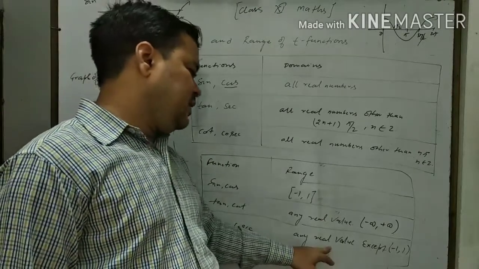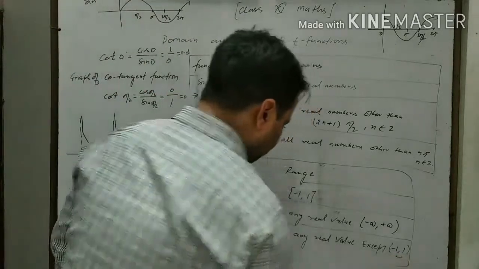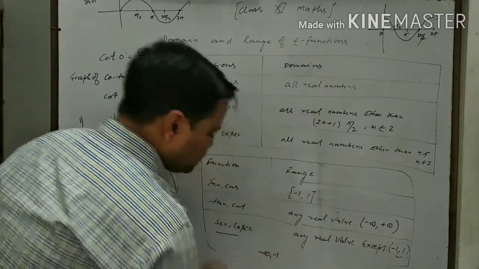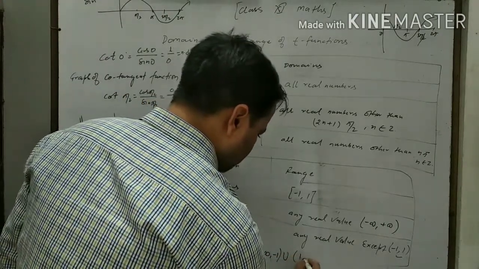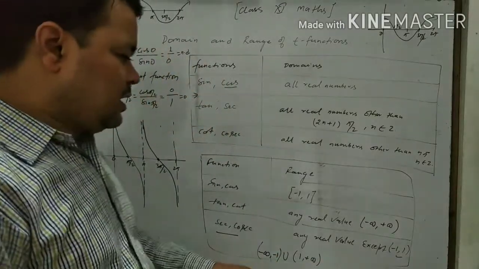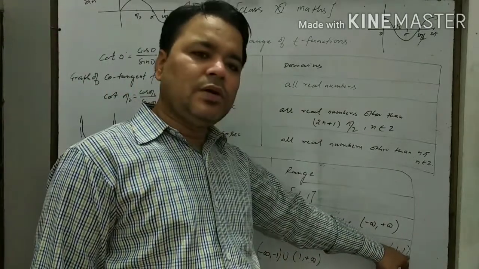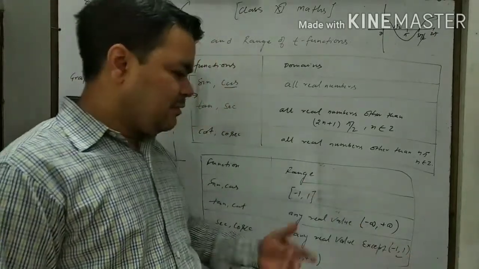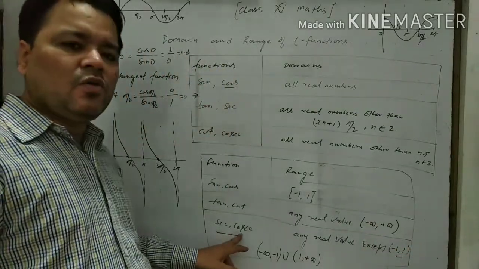And for sec and cosec the range will be any real value except minus 1 to 1. Or we can say the range will be minus infinite to minus 1, union 1 to plus infinite. The range of sec and cosec will not be between minus 1 and 1, but any value beyond this, any value which is less than minus 1 or greater than 1, will be the range of sec and cosec.